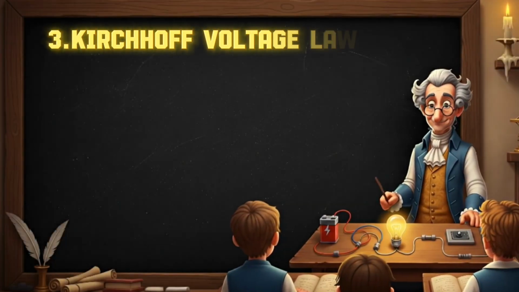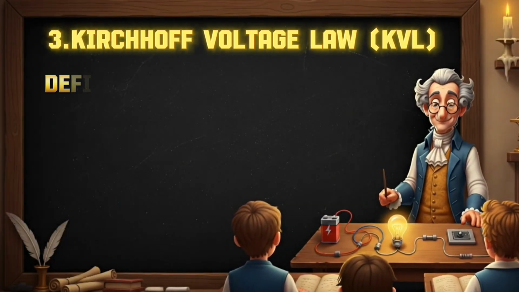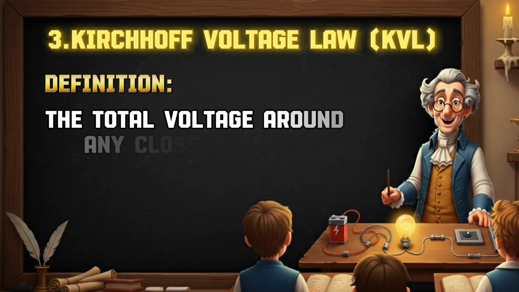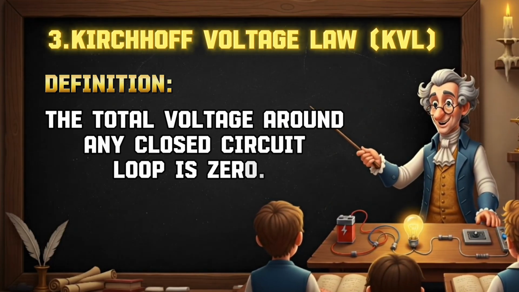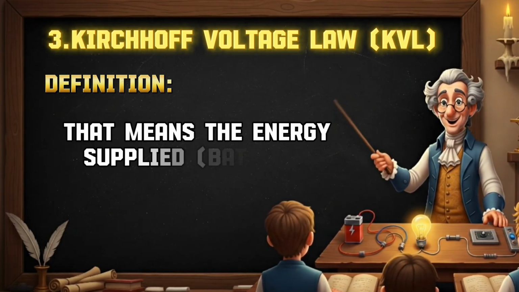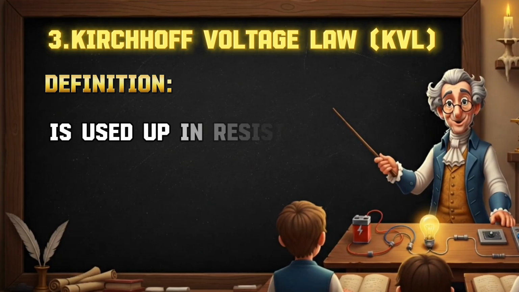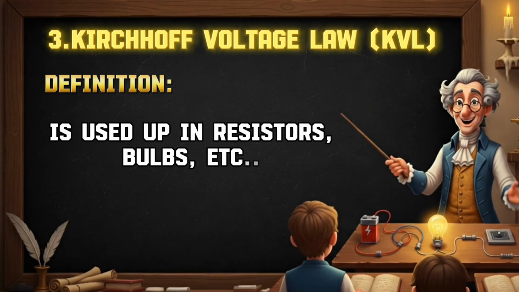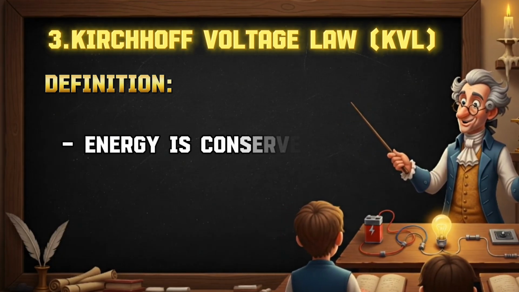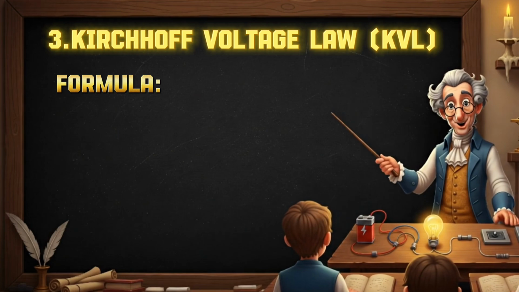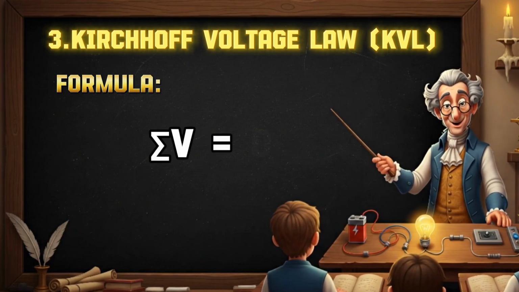Kirchhoff voltage law, KVL. Definition. The total voltage around any closed circuit loop is zero. That means the energy supplied, battery, is used up in resistors, bulbs, etc. Energy is conserved. Formula. Sigma V equals 0.